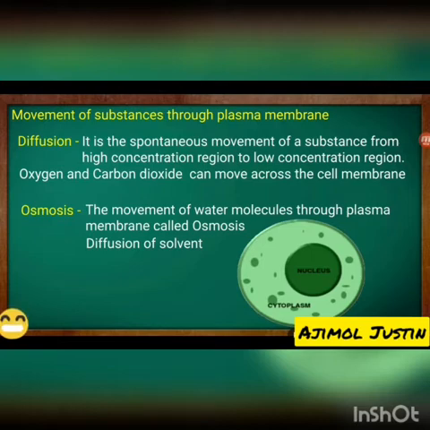Now next type of movement of substance is osmosis. What is osmosis? It is the movement of water molecules through plasma membrane. So here diffusion is a movement of substance, and here in osmosis it is a movement of water molecules from a region of higher concentration to a region of lower concentration. Where there is high, from there the water molecules will move to a region of lower concentration. We will see in detail.